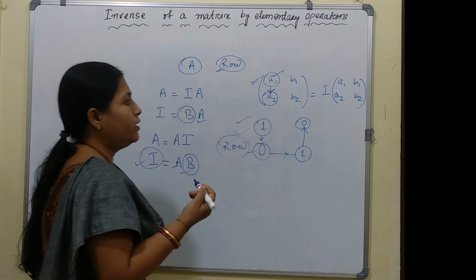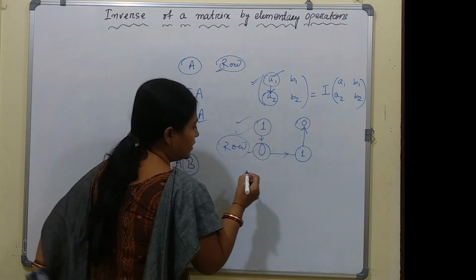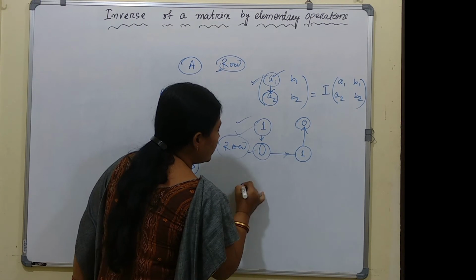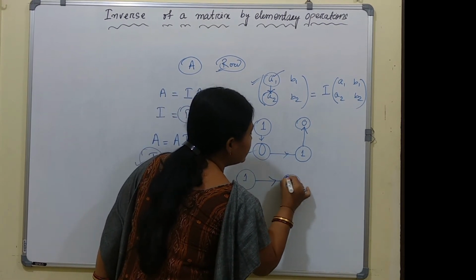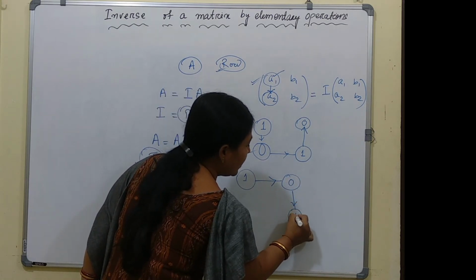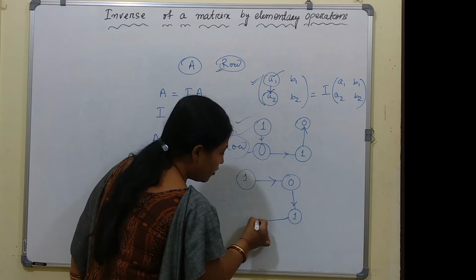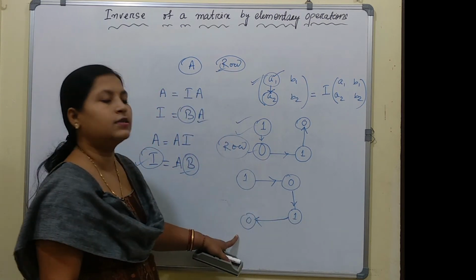When we use the elementary column operation, we take the rule: first convert this element to 1, next convert this element to 0, next convert this element to 1, and at last convert this element to 0.